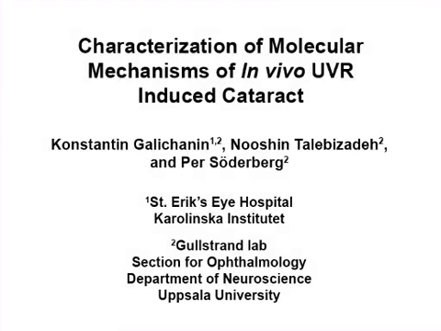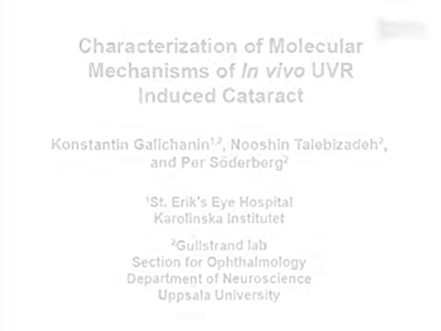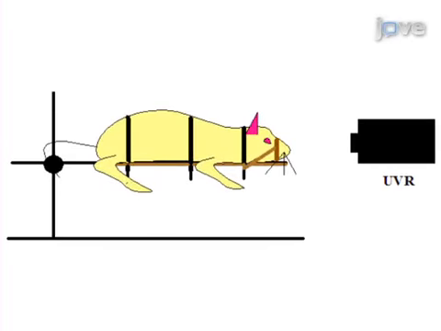This video demonstrates a method for inducing cataracts using ultraviolet radiation in the rat. The molecular mechanisms involved in cataract development are subsequently studied using quantitative real-time PCR and immunohistochemistry. First, one rat's eye is exposed to ultraviolet radiation to induce cataract formation. The other eye serves as a control.